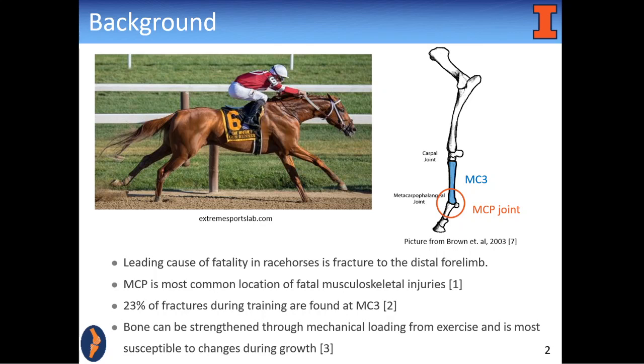We also know that bone can be strengthened through mechanical loading during exercise and is most susceptible to change during growth. Therefore, if we can characterize the way that the MC3 develops during growth, we can work to create an exercise model designed to strengthen the bone and prevent potentially fatal injuries once the horses reach racing age.